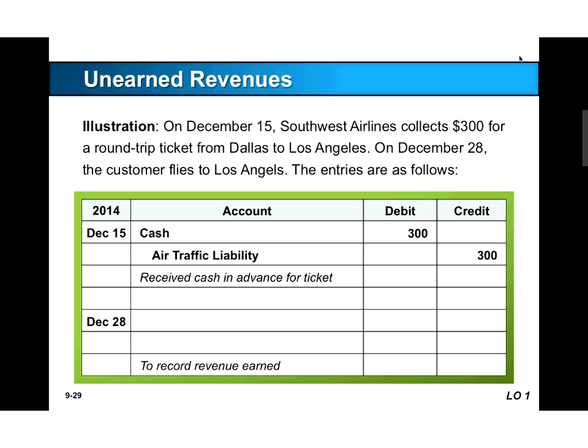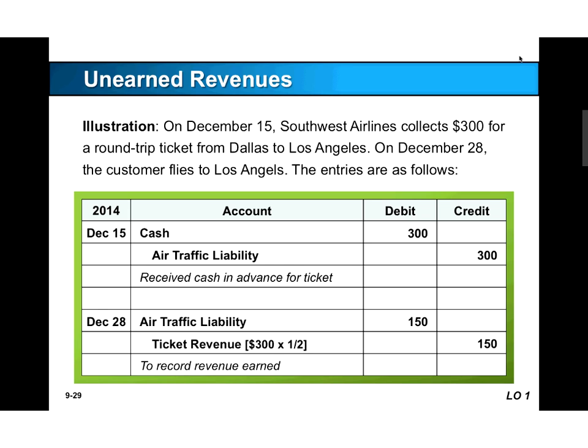So then on December 28th, the customer flies to Los Angeles. So December 28th, what we're going to see is we're going to get rid of the air traffic liability for half of the ticket cost because the ticket's a round trip. The customer has flown half of that ticket.